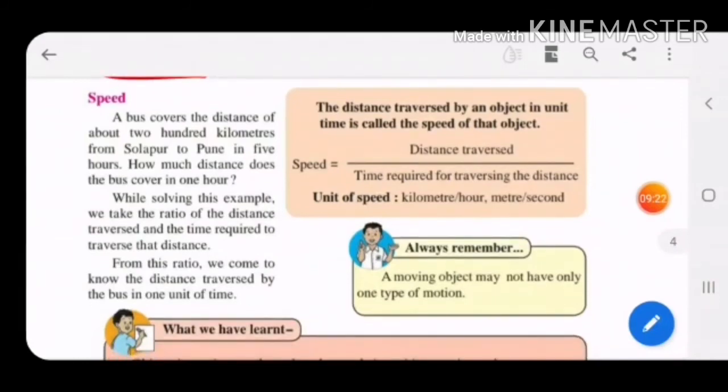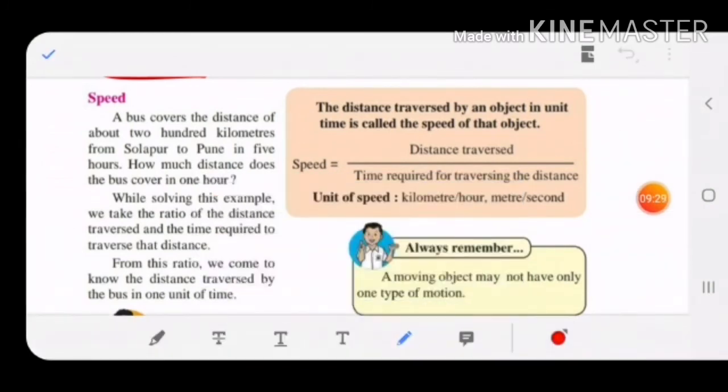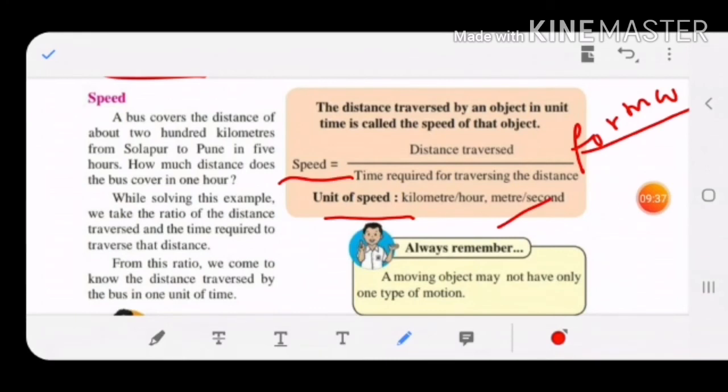Now the last part of this chapter, we are going to study the speed formula and speed unit. Very important. See, this is the formula. Learn by heart this formula of speed. Okay, and the units of speed, very important, and the definition of speed. The three things you have to know very well. The speed formula is distance traversed divided by time required for traversing the distance. So here we are going to study about speed.